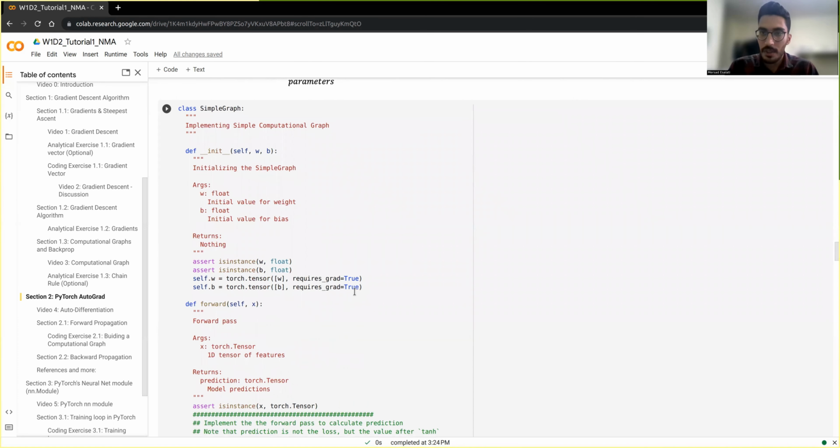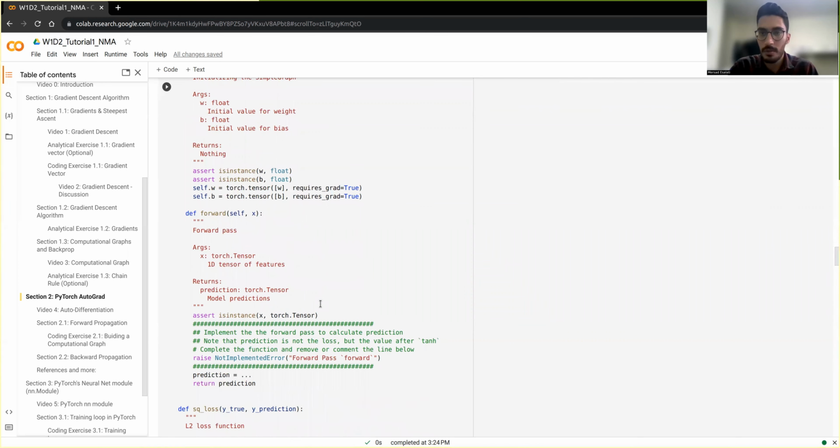The first important tip that you should consider is using requires_grad equal True when defining the tensors of the weights and bias, because they are our trainable parameters, and we need to calculate the gradients for them.